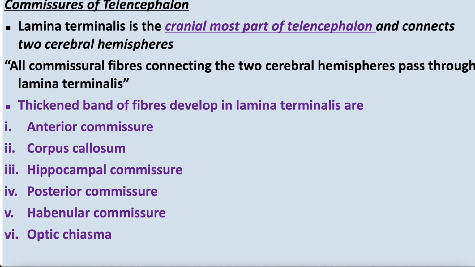Now coming to the commissures of the telencephalon. Commissures are basically connecting the different areas of the cerebral hemispheres. From one side to another side, they are connecting the two telencephalic vesicles. The lamina terminalis is the cranial-most part of the telencephalon and connects the two cerebral hemispheres. So all commissural fibers connecting the two cerebral hemispheres pass through the lamina terminalis. What are these? The anterior commissure, corpus callosum, hippocampal commissure, posterior commissure, habenular commissure and optic chiasma. They are just connecting the different areas on the two cerebral hemispheres. They cross to the opposite side to connect with the area present on the other cerebral hemisphere. So those are known as the commissures of the telencephalon.